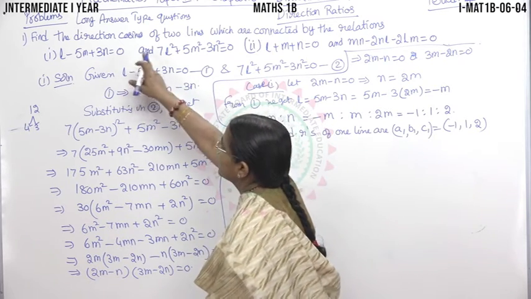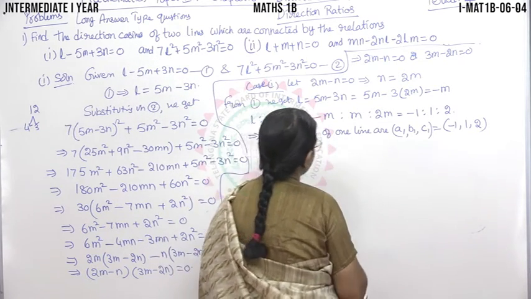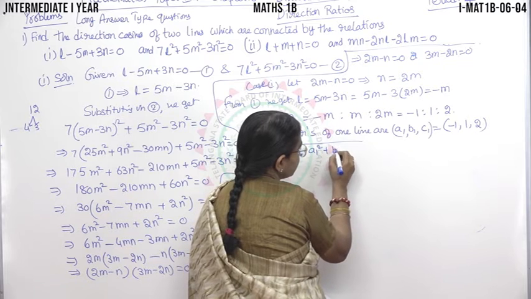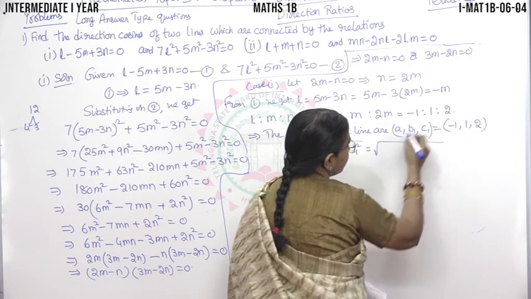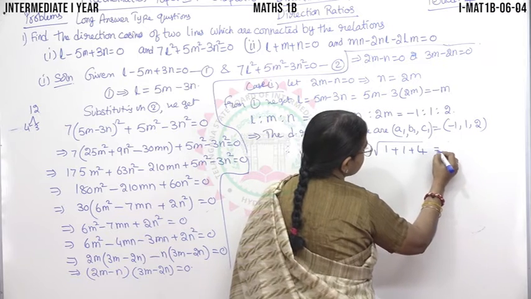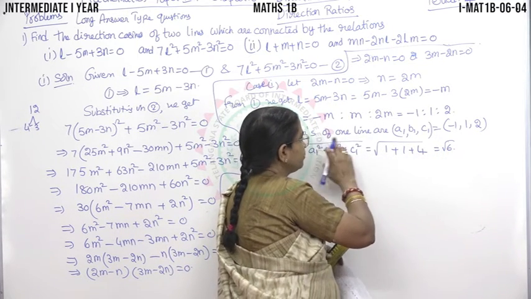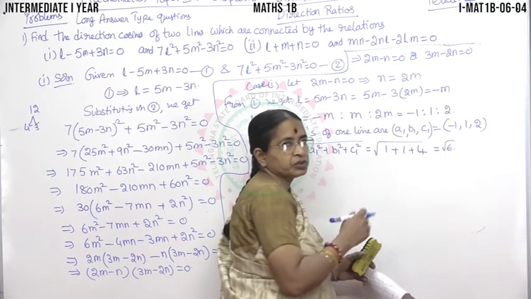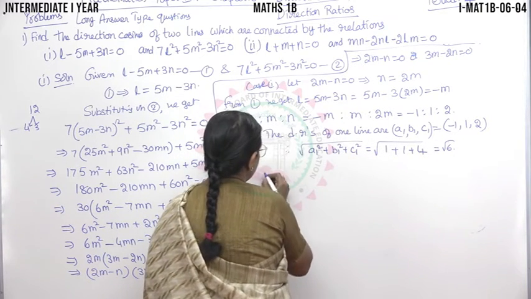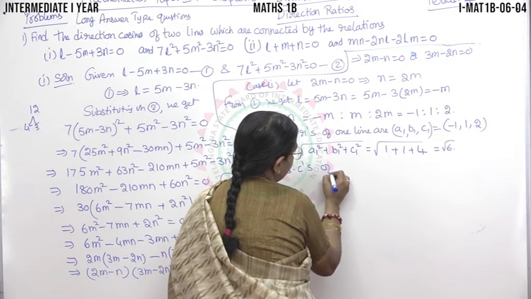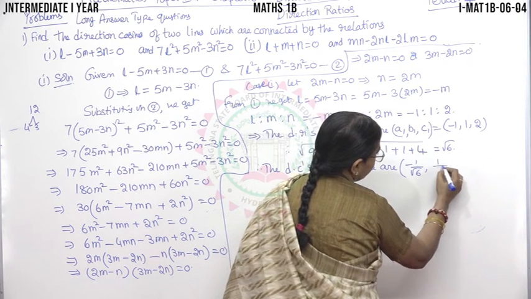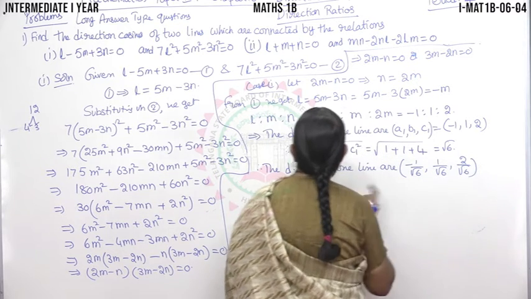So, what is the question? You must find the direction cosines of the two lines. These are just the direction ratios. So, now you find the root of a1 square plus b1 square plus c1 square. So what is it? Root of minus 1 whole square, that is 1. 1 square is 1. 2 square is 4. So when you simplify it is root 6. When you know the direction ratios, you can find the direction cosines by dividing each of them by root of the sum of the squares. So the DCs of one line are minus 1 by root 6, and then 1 by root 6, and then 2 by root 6. So this is one value.